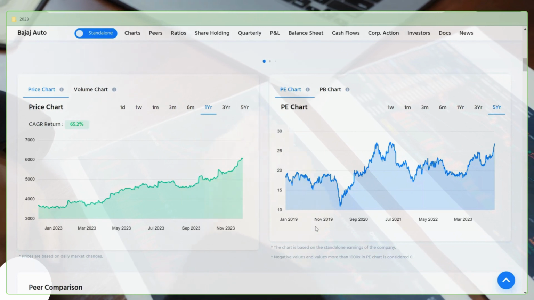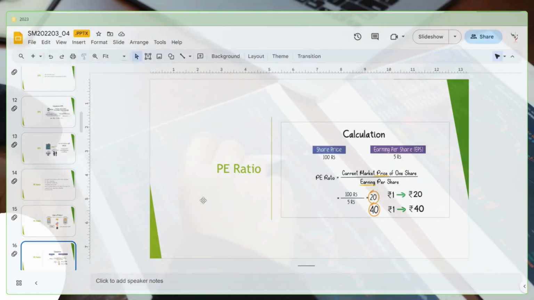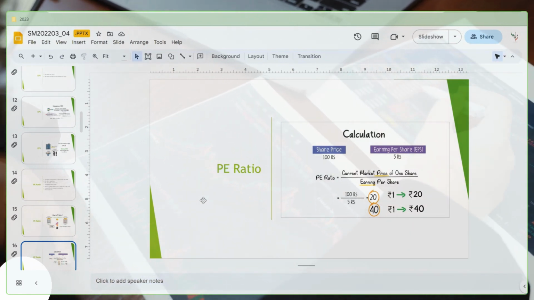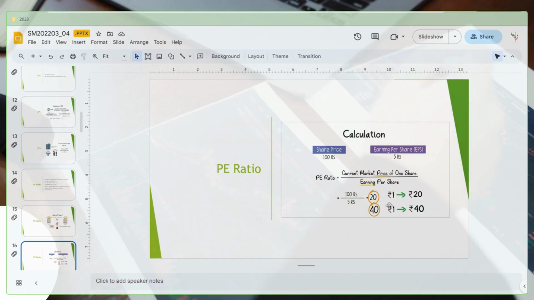Okay. Are we good with the question? Did I answer your question? Okay, hope I have answered. So PE ratio, that is what we see. Yeah, go ahead.